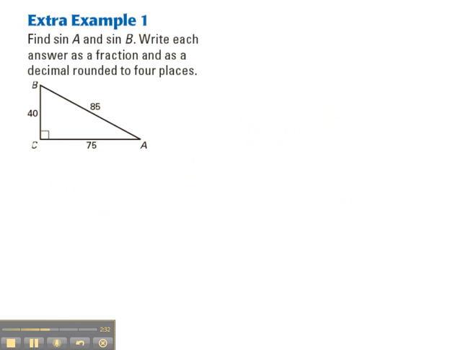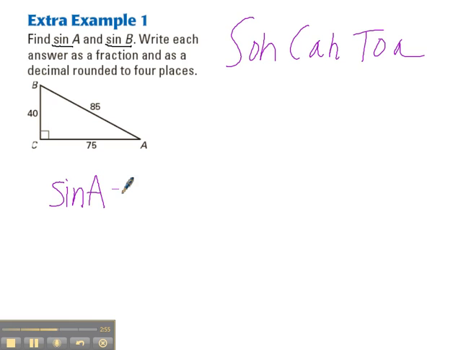Here we have example 1, and it says to find sine A and cosine B. The first thing that we should probably do is write our helpful memory aid, SOHCAHTOA. And it says to find sine A. So sine of angle A equals, well, sine is going to be the opposite side. Here is angle A. The opposite side is 40 over the hypotenuse, which is 85, the longest side.